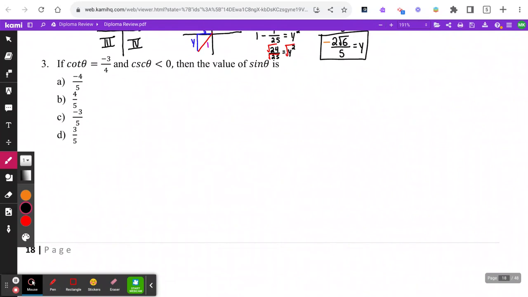If cotangent of theta equals -3/4 and cosecant of theta is less than 0, then the value of sine of theta is... okay. Every time they give you a ratio, they're giving you two sides of a triangle. You should sketch that triangle. Let's start by changing cotangent of theta to something we're more comfortable with, because that's a good habit. Cotangent, you could change into tangent by flipping that fraction. People typically like to work with tangent instead of cotangent.